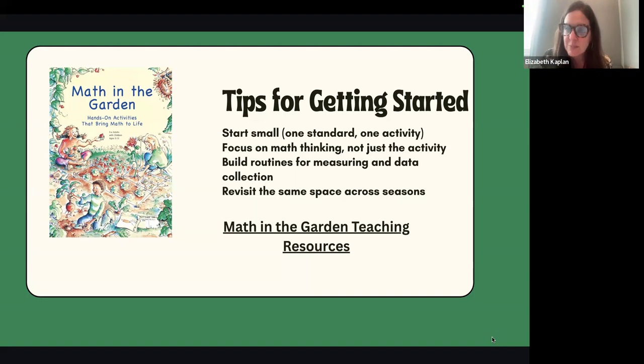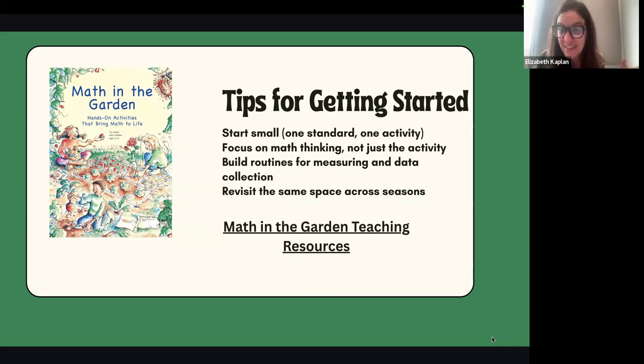So start small, start with one standard, one activity, or one problem. Focus on math thinking, not just the activity. Everything we did today was grounded in a certain kind of math thinking or math practice. It can be easy to just say, oh, we're going to rewrite this problem to have garden things in it. The things we did today actually have some deeper math thinking involved with them. So think about that, versus just getting some beans out or having them measure. Think about what the thinking is behind it.